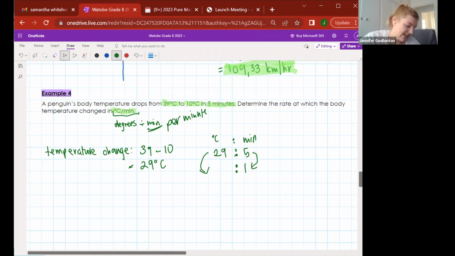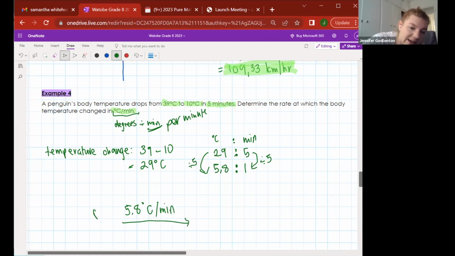So keep it with the decimal place. Good, we divided by 5 here, so we need to divide by 5 here. So we get 5,8. And so our final answer is going to be 5,8 degrees Celsius per minute, because we want to give our answer as a rate.